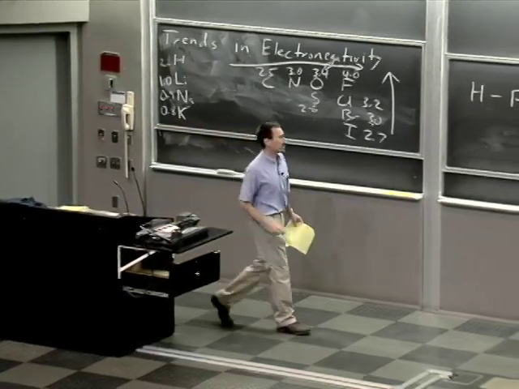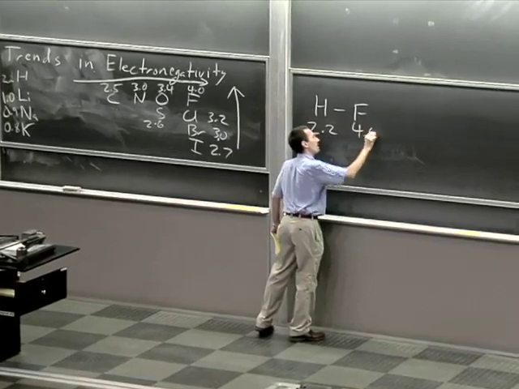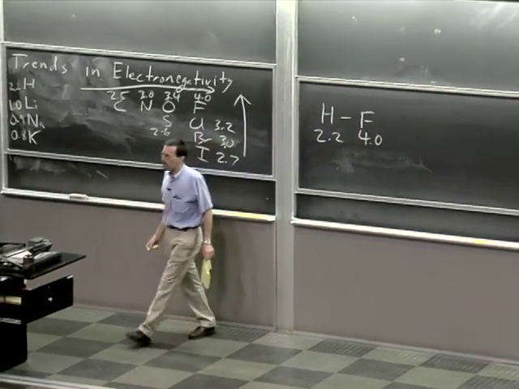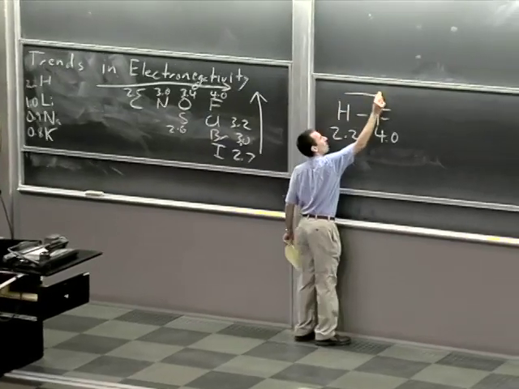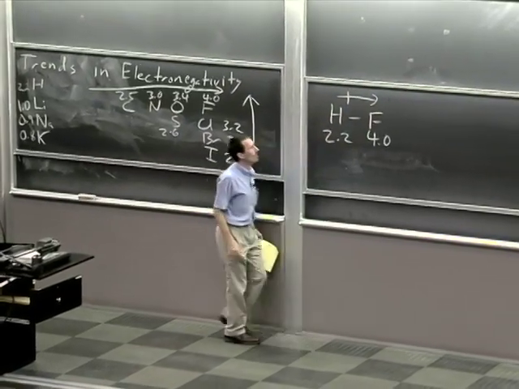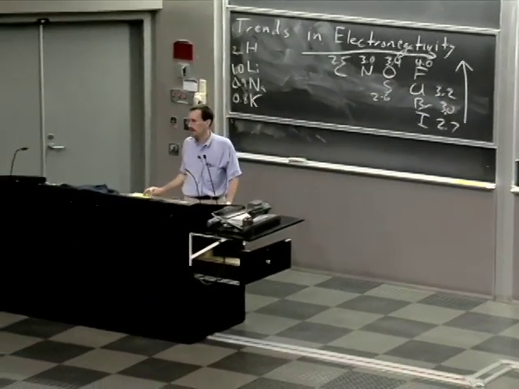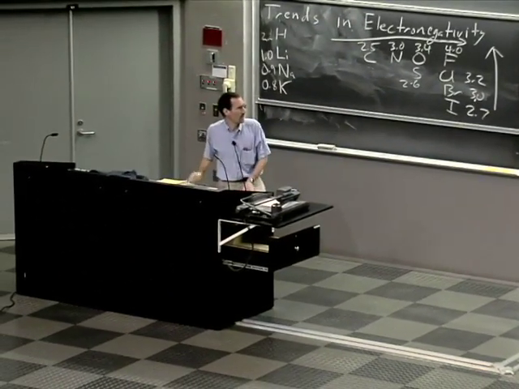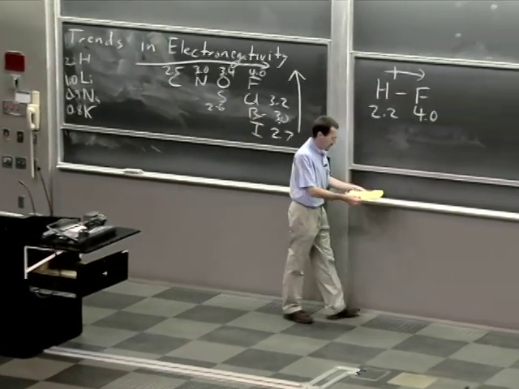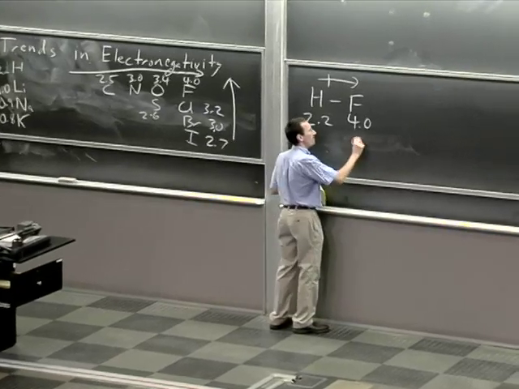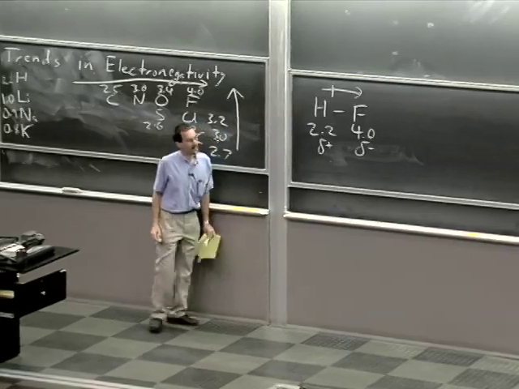Hydrogen fluoride, we've talked about before, just about as polar as you can get. Hydrogen is 2.2. Fluorine is 4.0. So we have a big bond dipole, which in the case of hydrogen fluoride happens to be the same as the molecular dipole because it's diatomic, pointing from hydrogen to fluorine. This is the same concept that we said last time, that we have our delta negative on fluorine and our delta positive on hydrogen.